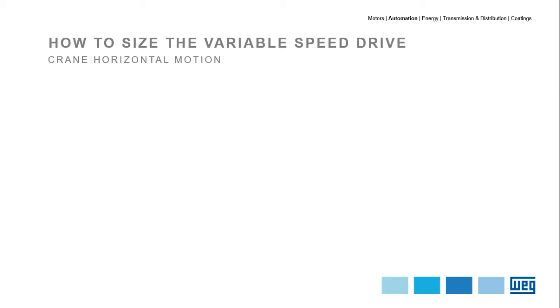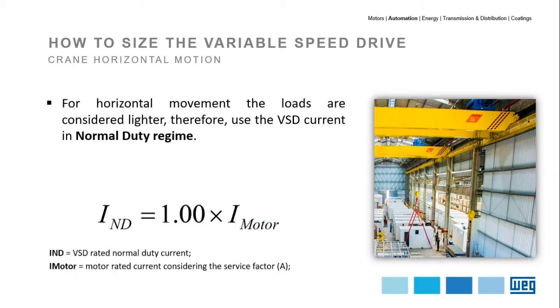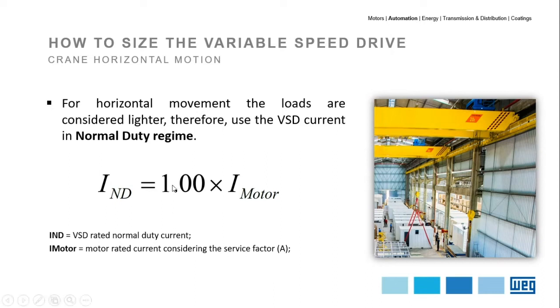Now let's talk about crane horizontal motion. For horizontal movement, the loads are considered lighter. Therefore, we recommend to use the VSD current in normal duty regime, and this is the formula that we suggest to use. The VSD rated normal duty current is equal to 1 multiplied by motor rated current considering the service factor.